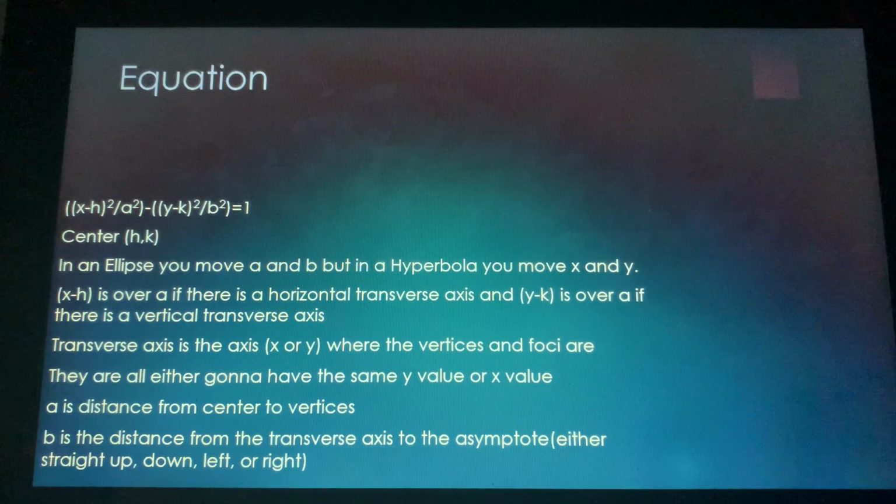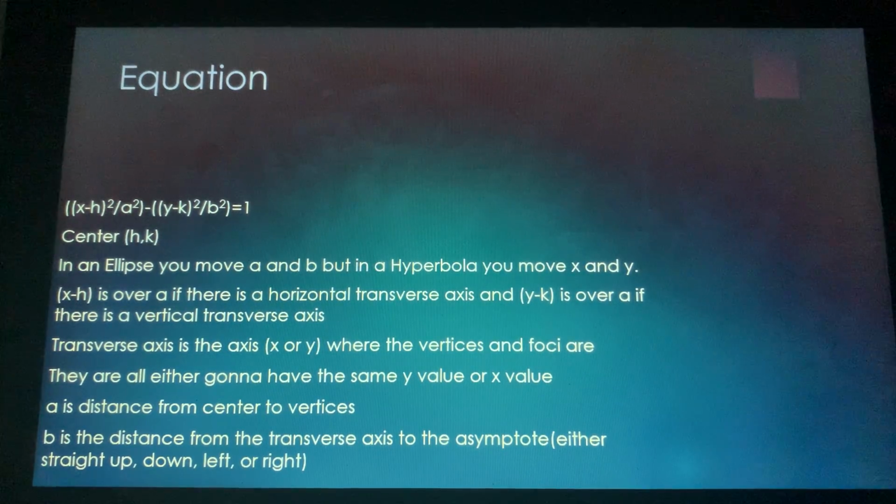Now, one way to remember this is the center, foci, and vertices. If the y value between them changes, it's vertically oriented, but if the x value changes between them, it's horizontally oriented. So whichever way it changes is its orientation.